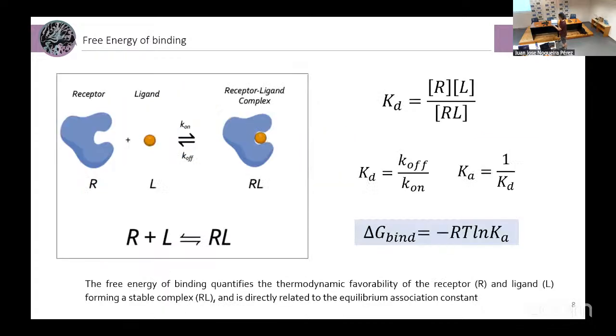So in thermodynamic terms, if we have this situation here, with the receptor and the ligand forming a complex, and we know the dissociation or association constant, from this we can calculate the free energy of this process. The free energy of binding describes this situation with respect to this situation. If it is negative, this means that binding is favorable.